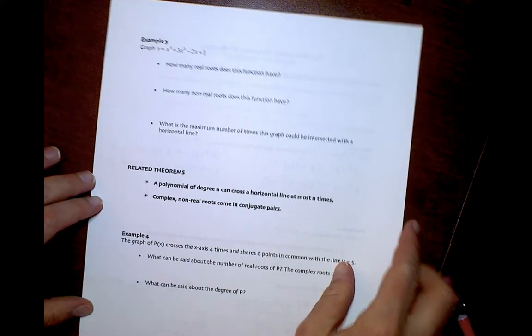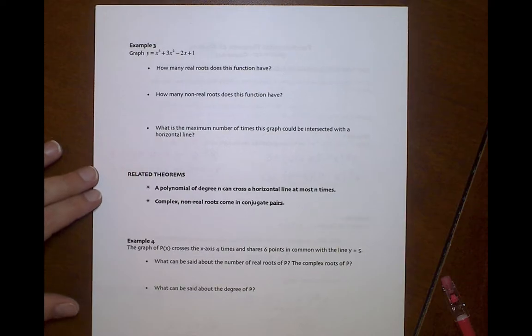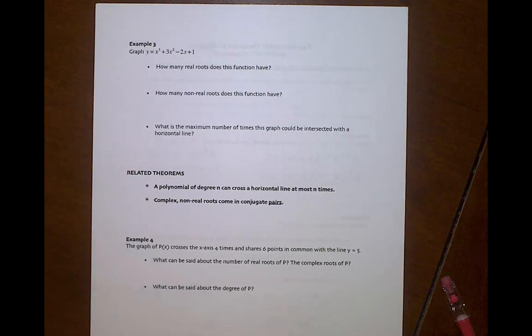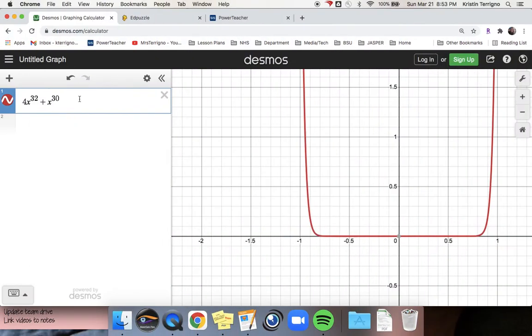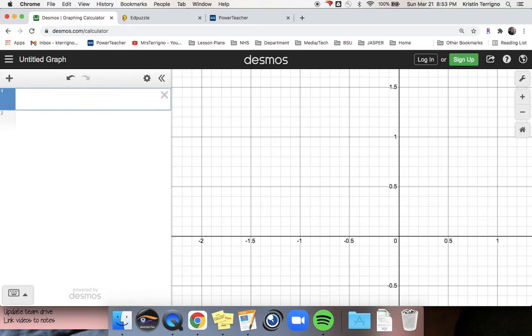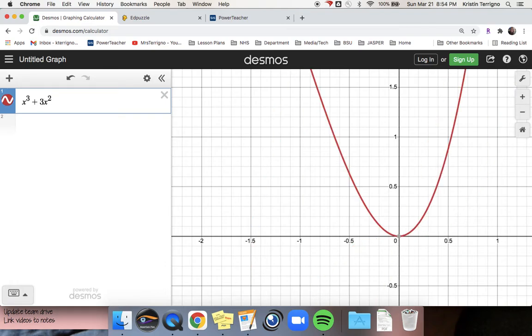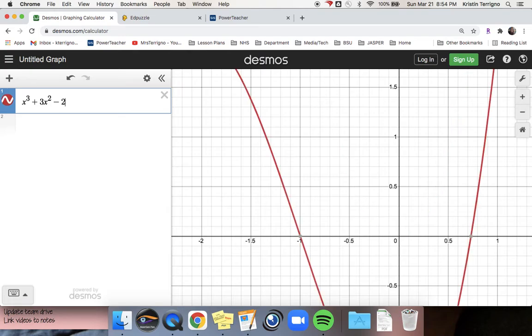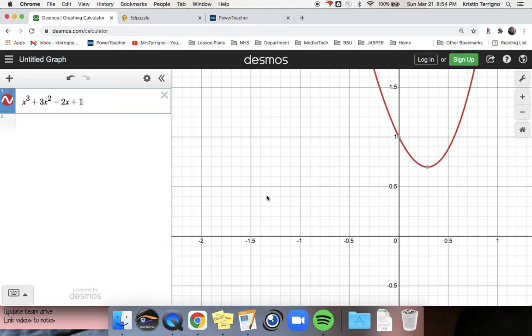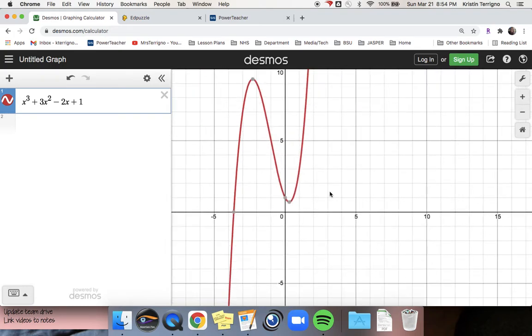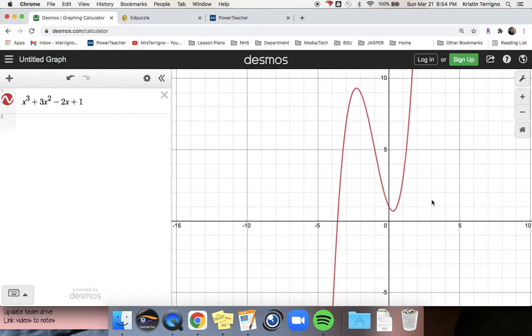Okay, let's keep moving. Our next example, example 3, has us doing some graphing. It says to graph, so I'm just typing this in for us. We have x^3 plus 3x^2, whoops, not 22, minus 2x plus 1. And there we go. Zoom out so we can see the whole thing.